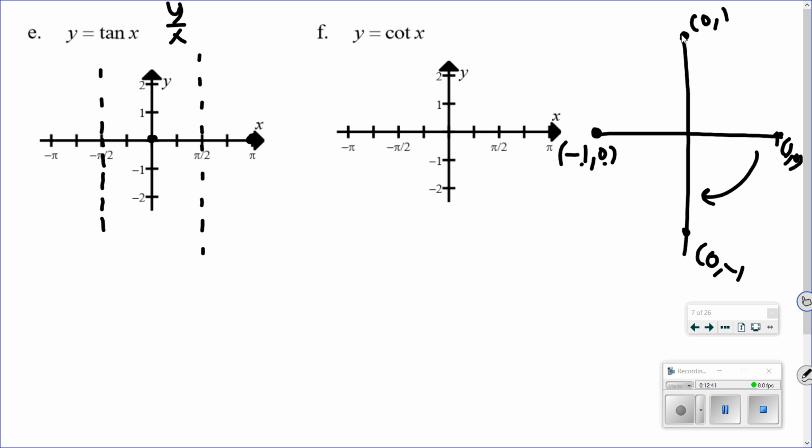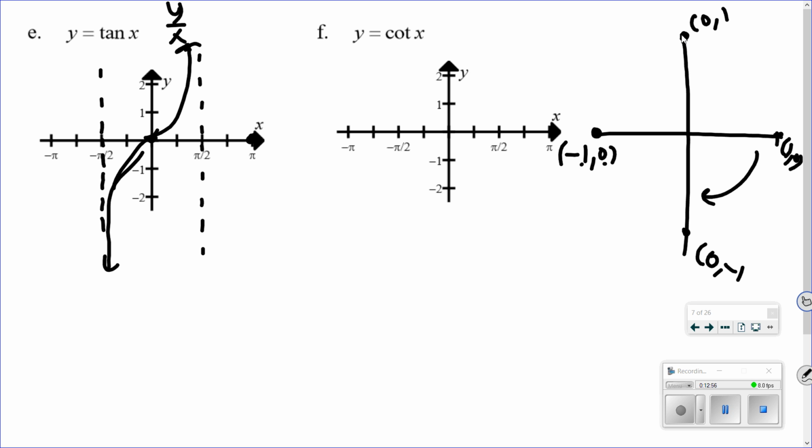Let's go on that way. Okay, and here's what happens. The graph comes up like this. It comes along this vertical asymptote. It curves this way. It hits that center point, and then it's curving up that way. So that's what the tangent graph looks like.